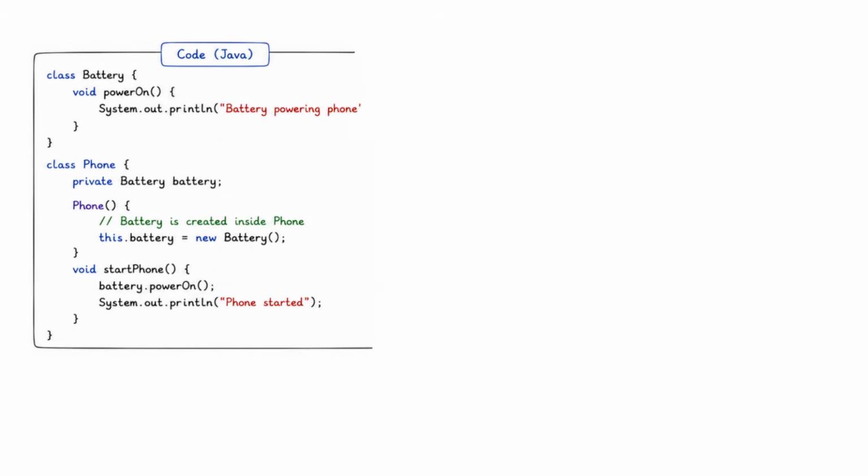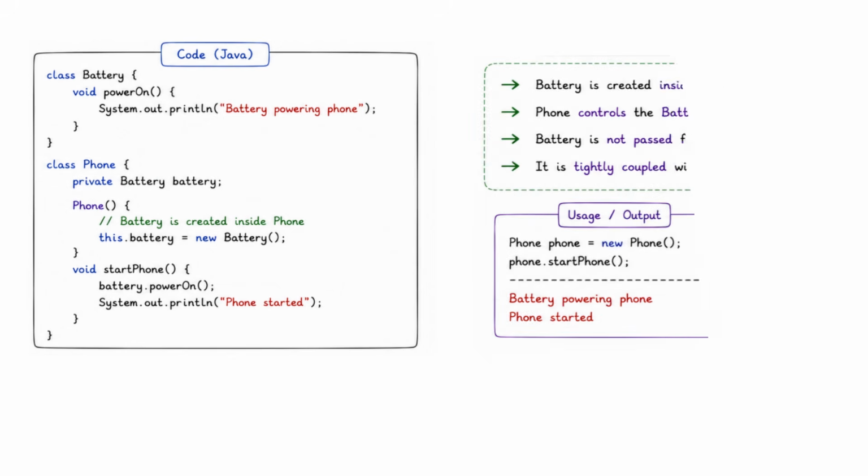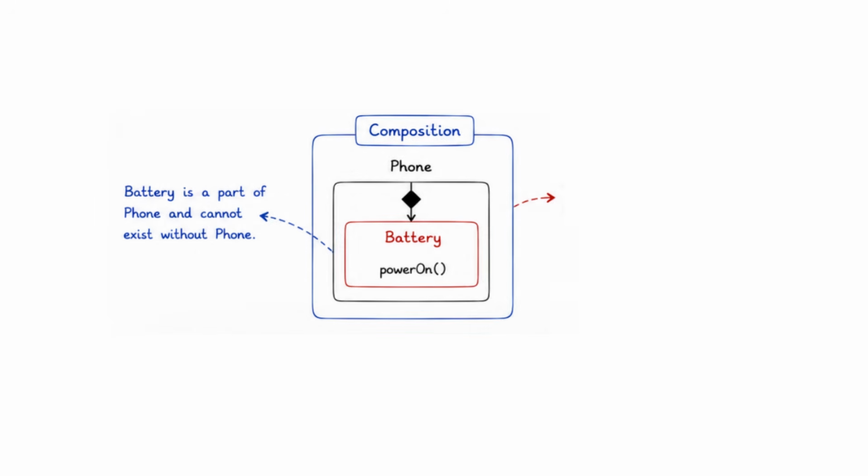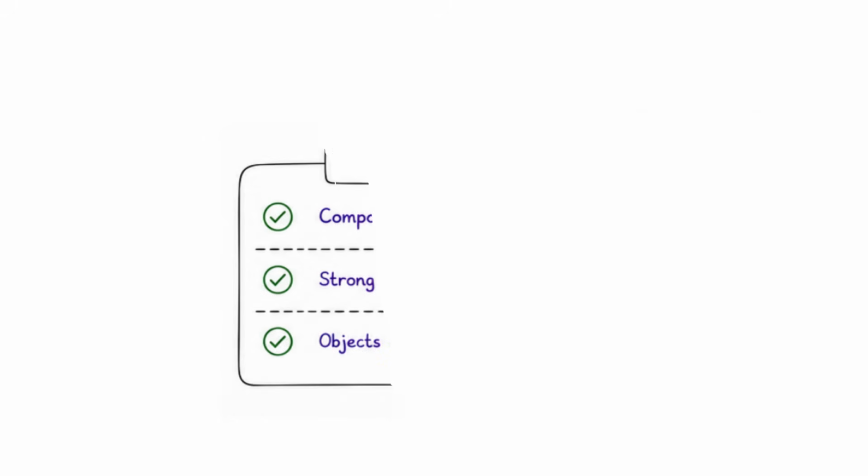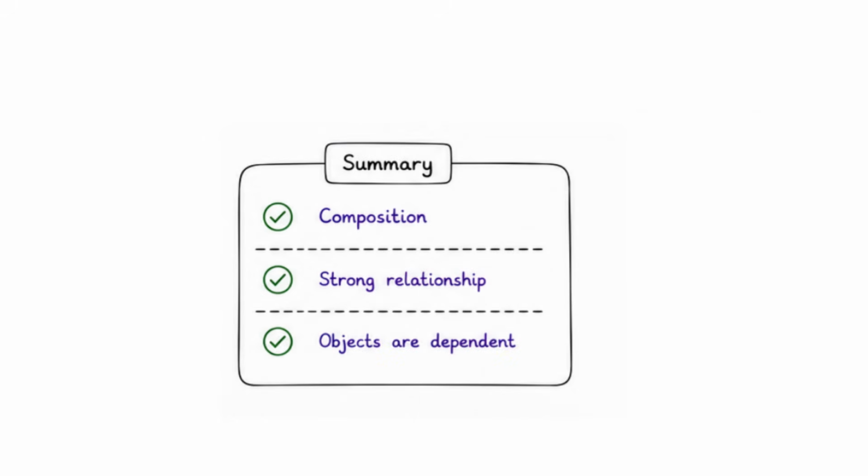Look at this carefully. Battery is created inside the phone. So the battery object is created inside the Phone class, and the phone controls the battery. Battery is not passed from outside. So it is tightly coupled with the phone. So this is what composition is. Composition is a strong relationship where objects are dependent, they can't live independently.